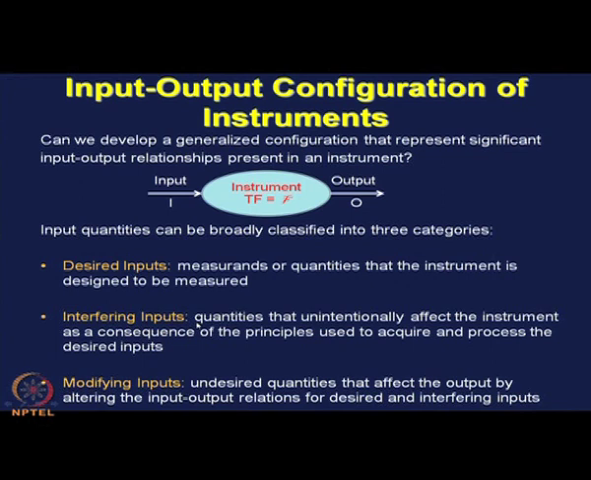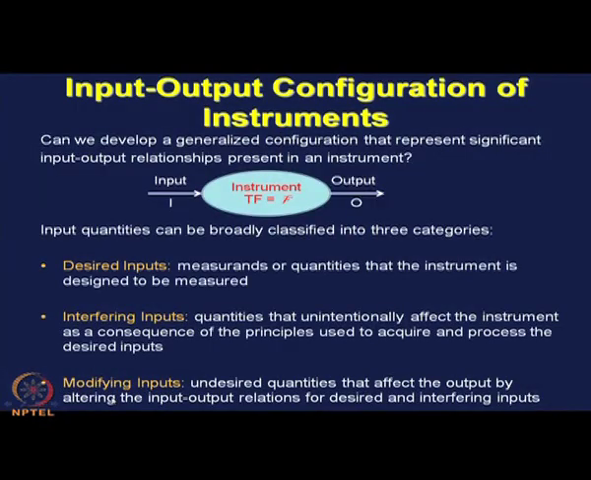Interfering inputs are those quantities that unintentionally affect the instrument as a consequence of the principles used to acquire and process the desired inputs. So, the instrument becomes unintentionally sensitive to interfering input. While I intend to measure desired inputs and the instrument has been designed to be sensitive to desired input only, the instrument becomes unintentionally sensitive to some other inputs, and we call those inputs interfering inputs.